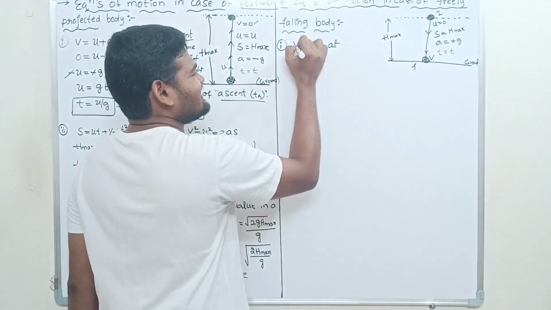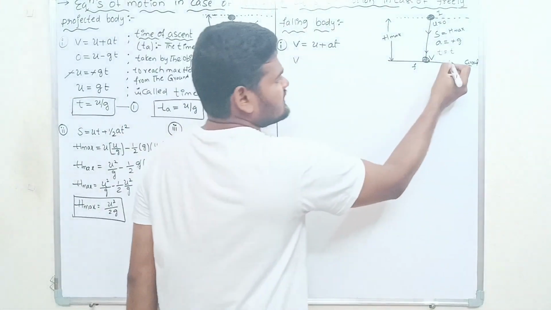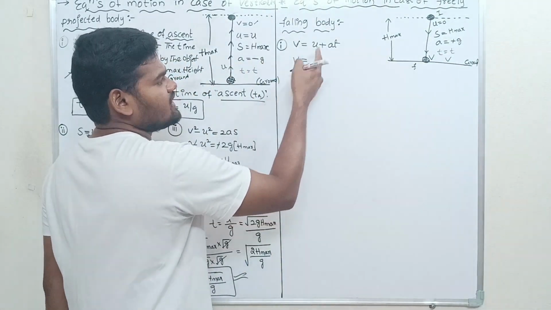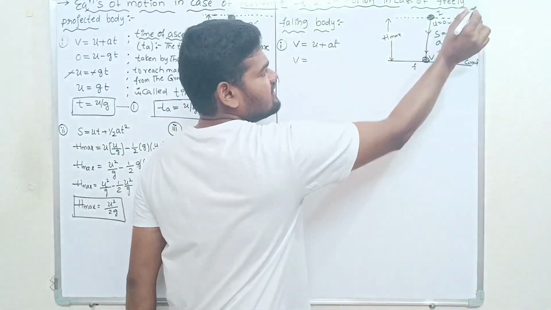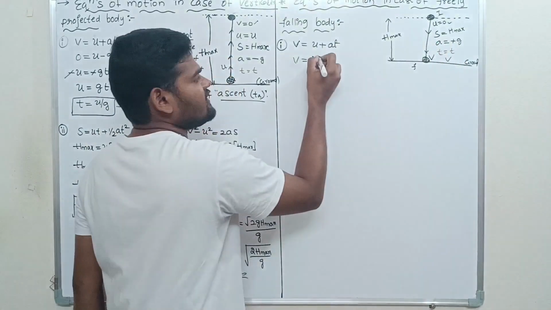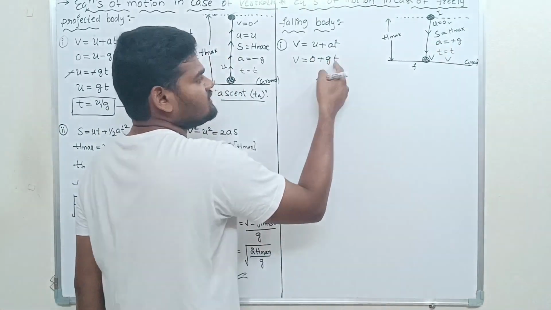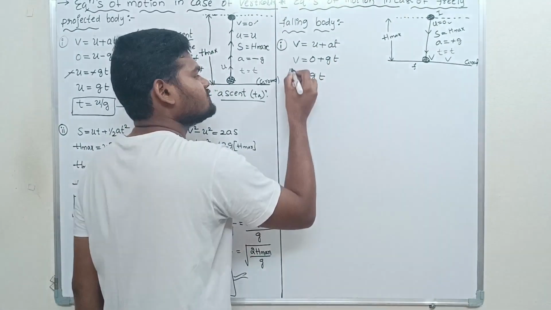What is the first equation of motion? v is equal to u plus at. V is the final velocity of the object. What is the meaning of u? Initial velocity. What is the initial velocity of the object? 0. What is the acceleration due to gravity? Plus g. And the time taken by the object to reach the ground is t. And finally we got v is equal to gt.